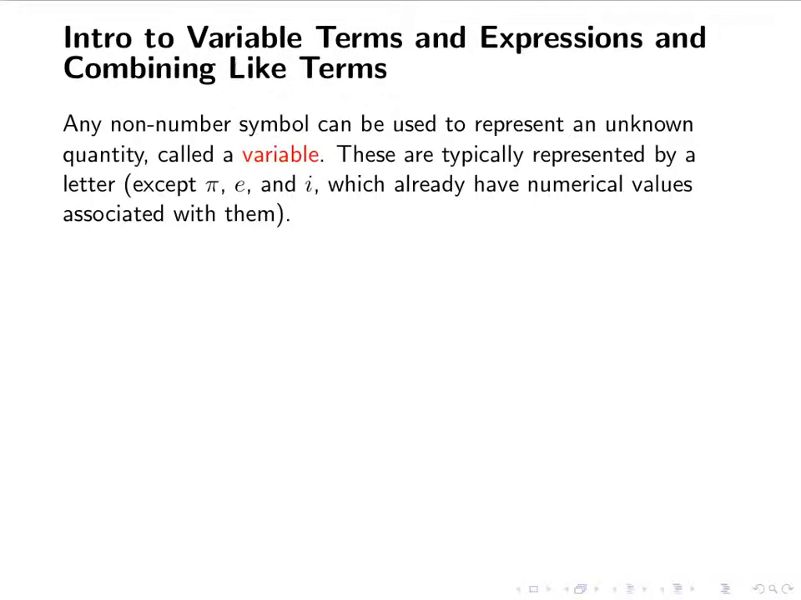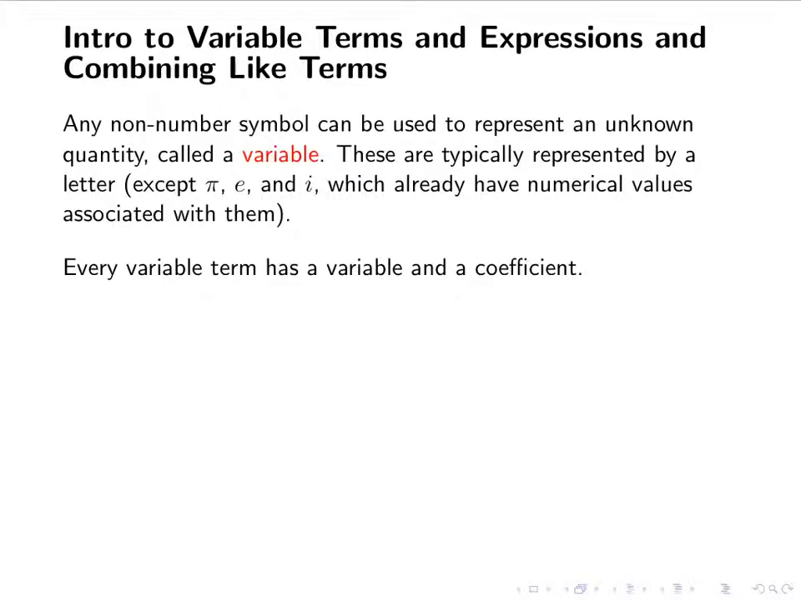Hello everyone. Today we're going to look at Intro to Variable Terms and Expressions and combining like terms. Any non-number symbol can be used to represent an unknown quantity, which is typically called a variable. They're usually written or represented by letters, except just remember that e, i, and the Greek letter pi already have numerical values associated with them, and so they're not actually variables.